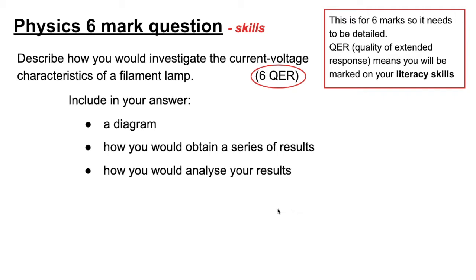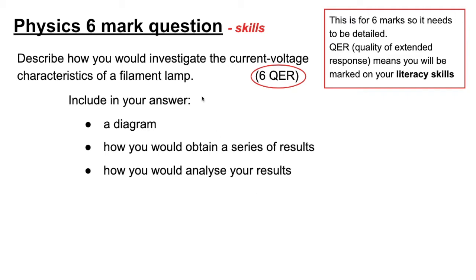Okay, let's look at the question itself. Describe how you would investigate the current voltage characteristics of a filament lamp. And then it gives you 3 things to include in your answer. You need a diagram, how you would obtain a set of results, and how you would analyse your results. So it's describe how you would investigate the current voltage characteristics of a filament lamp, which does sound quite complicated.